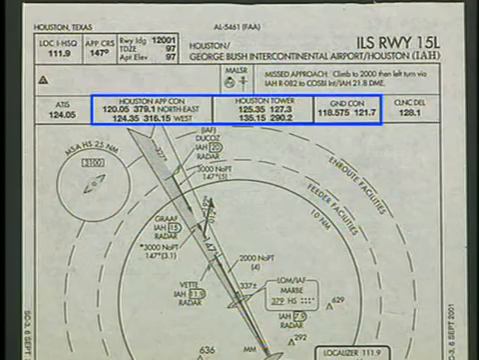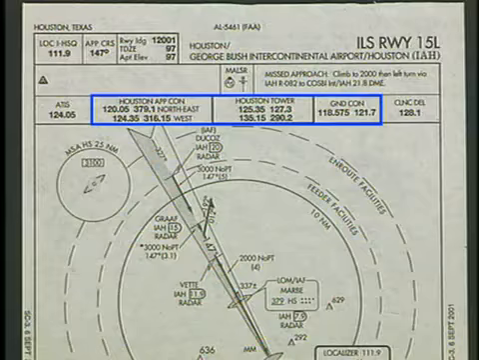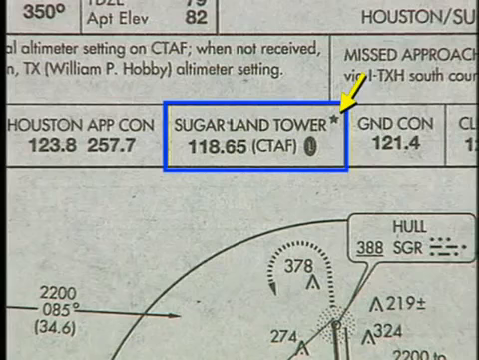Multiple frequencies for a particular facility may be included on the chart. In this case, there are multiple approach, tower, and ground control frequencies. The frequency typically depends on your geographic position in relation to the airport. A star next to a radio frequency name indicates that the facility operates only part-time.